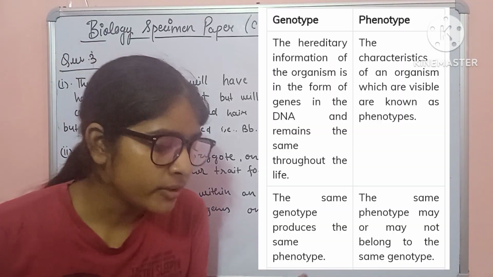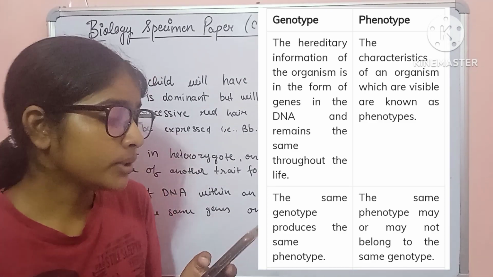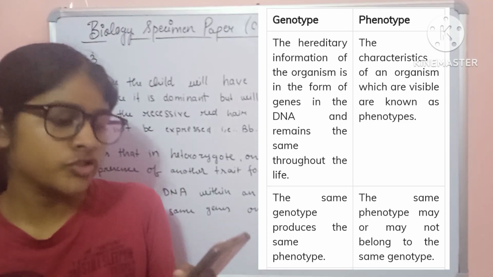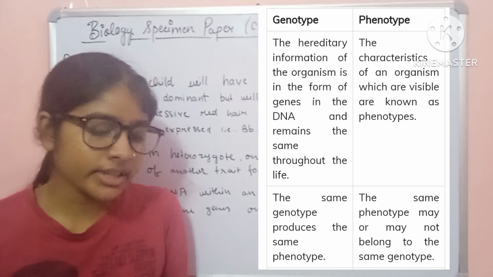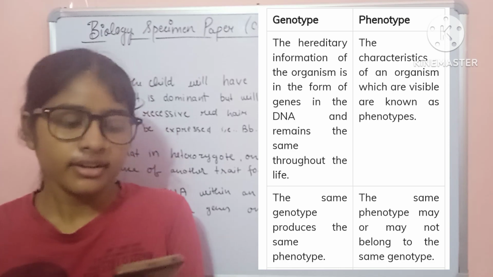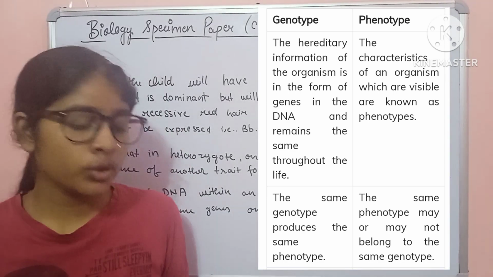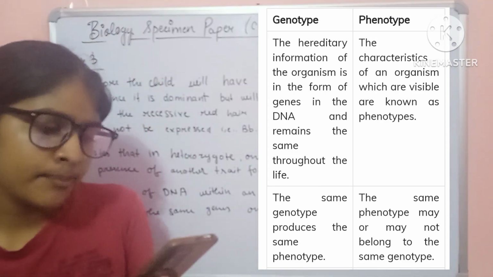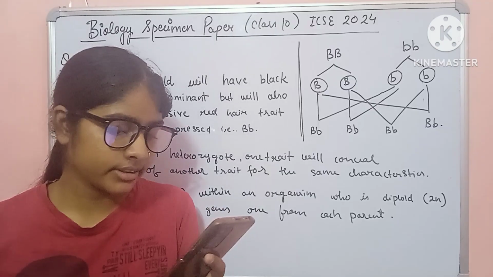Fourth is differentiate between phenotype and genotype. Genotype, the hereditary information of the organism, is in the form of genes in the DNA and remains the same throughout life. But phenotype, the characteristics of an organism which are visible, are known as phenotypes. The same genotype produces the same phenotype. The same phenotype may or may not belong to the same genotype. According to me, you should write only two differences because it is enough.